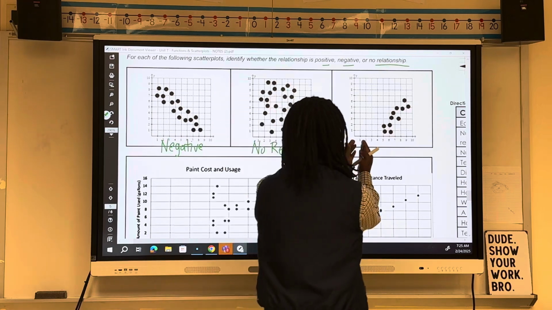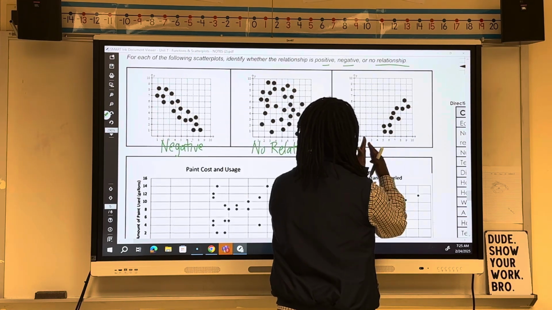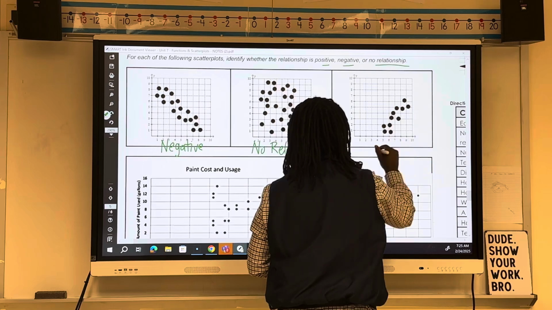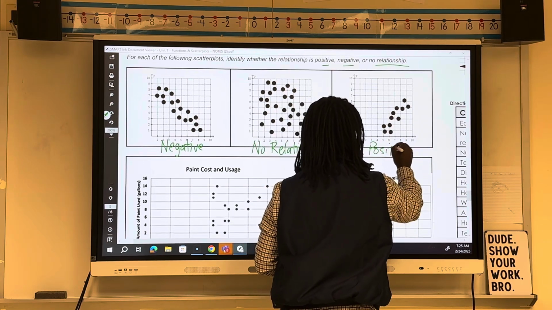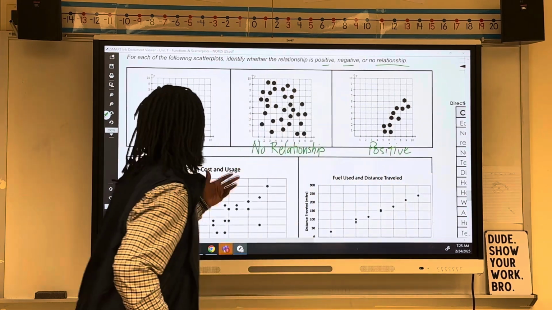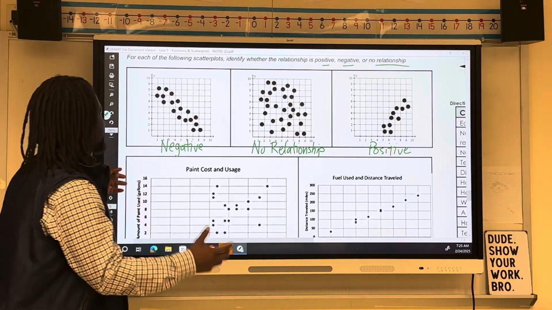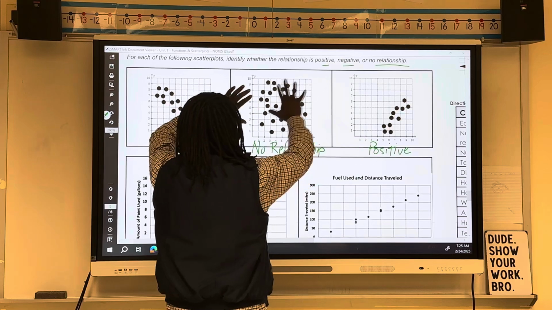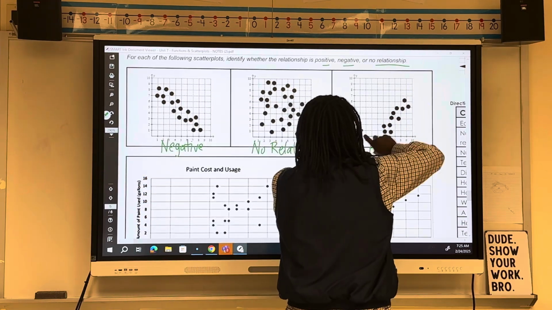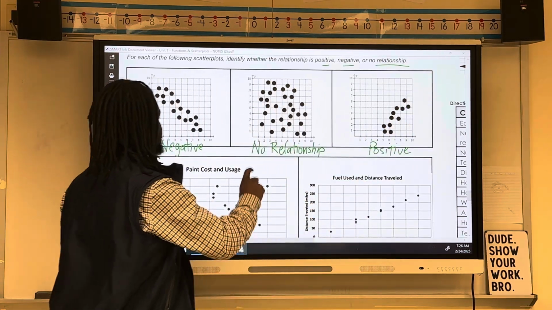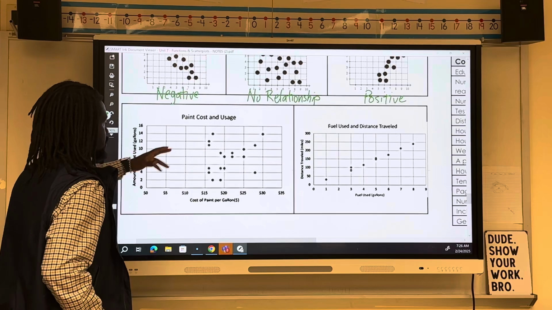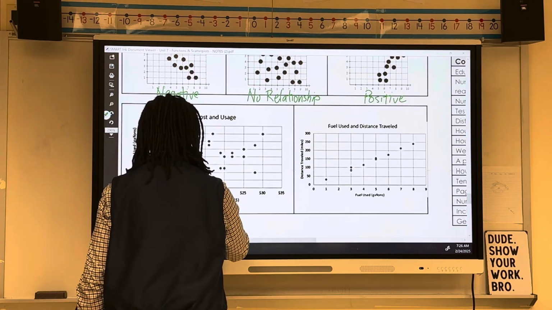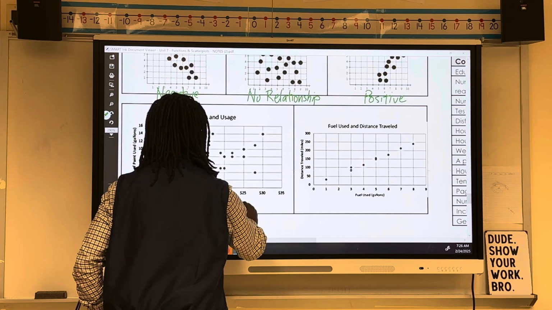And then on this one, as the x-axis is increasing, the y-axis is also increasing, so it's going up from left to right, okay? And so there you have it, all right? Again, simply put, negative is going down as you move from left to right. No correlation, it's all scattered, and positive is moving up as you're going from left to right, all right? So, last two, these are scattered, so that is no relationship.